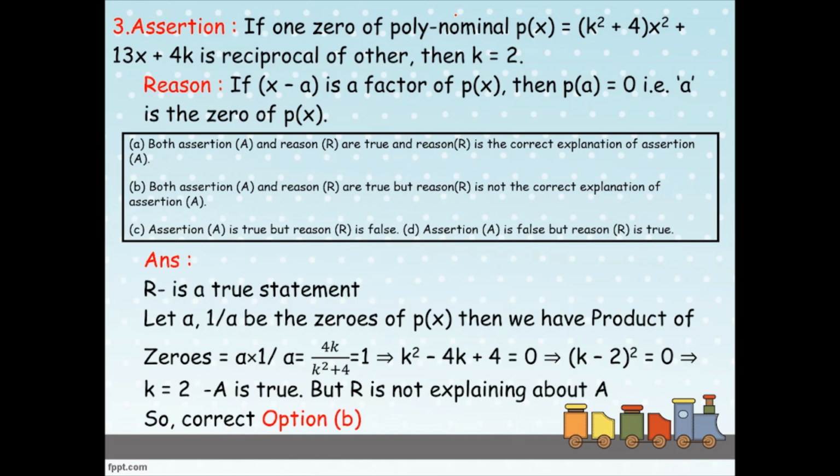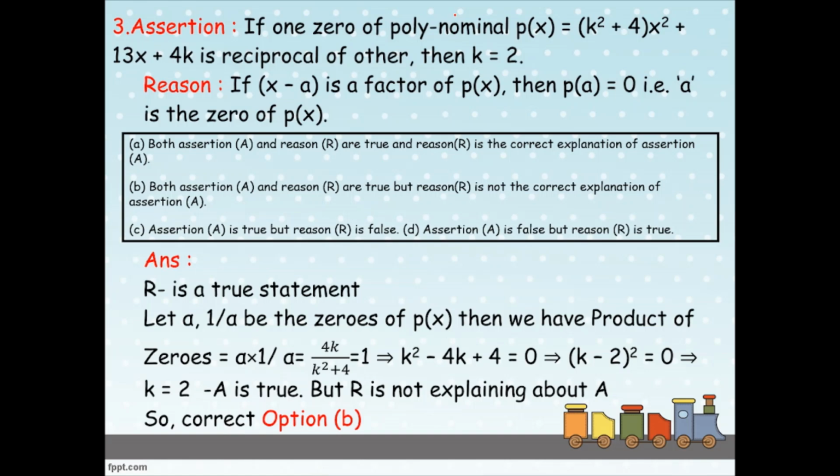Now you go for the assertion. K square plus 4 into x square plus 13x plus 4k. Here, they mentioned that the zeros are reciprocals of each other. If one zero is alpha, then the second zero will be 1 by alpha. So alpha into 1 by alpha, alpha and alpha will get cancelled, only 1 is remaining. So the product of the zeros is 1.